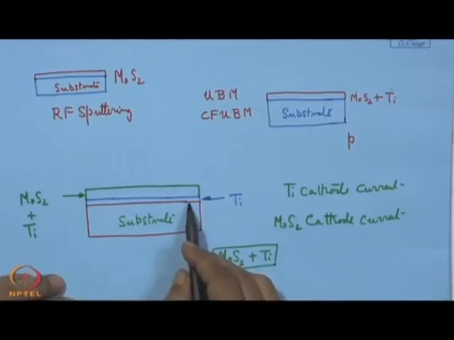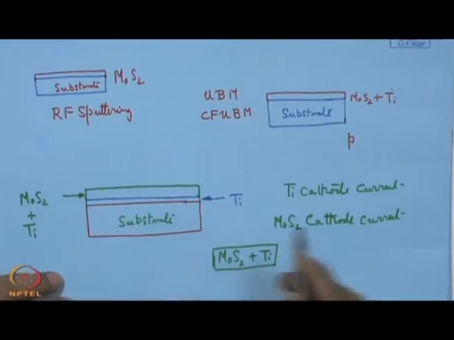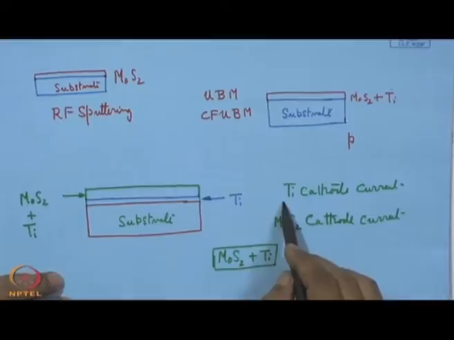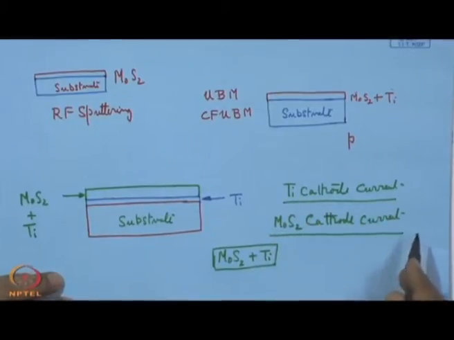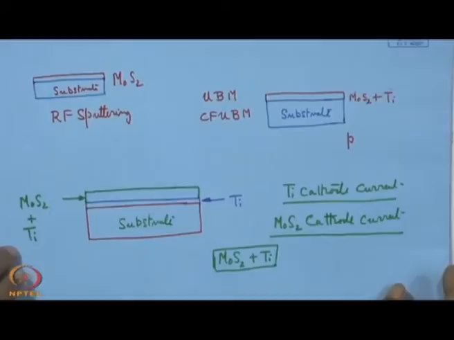Once that transition is done, we have a steady state deposition, where keeping the titanium cathode current constant and the MoS2 cathode current constant, this deposition can be continued for several hours to have a consistent bulk value of MoS2 and a bulk value of Ti content in this composite coating. So, this way one architecture can be built up.